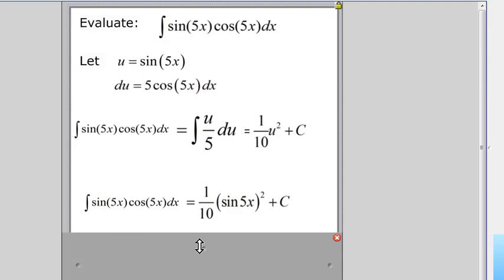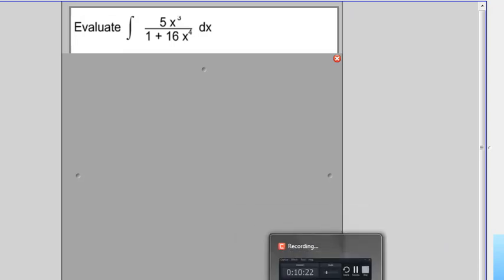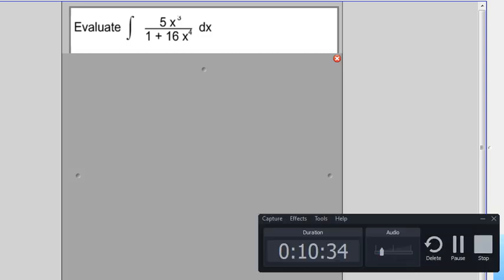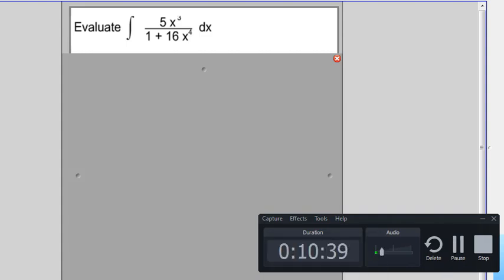In the following examples, please take your time, pause the video, try to solve them by yourself, and then check that you are working correctly. This is the next integral, the integral of 5x cubed over 1 plus 16x to the 4th. Choose wisely what will be your u. Try to see that you will also need the derivative of u. So choose which expression will be your u. Pause the video, solve it, and then check.